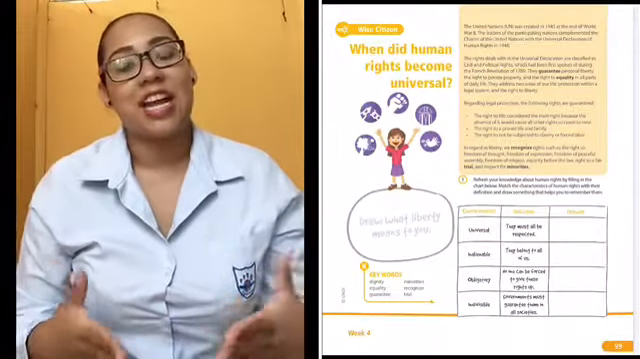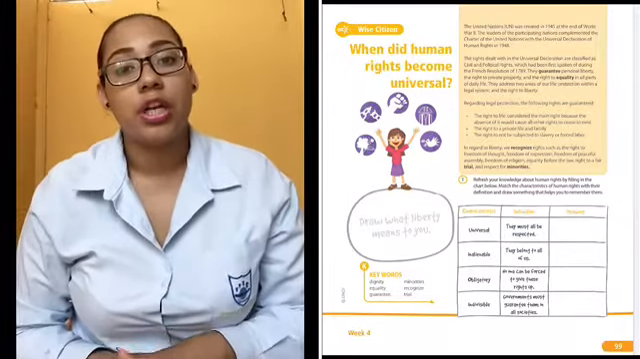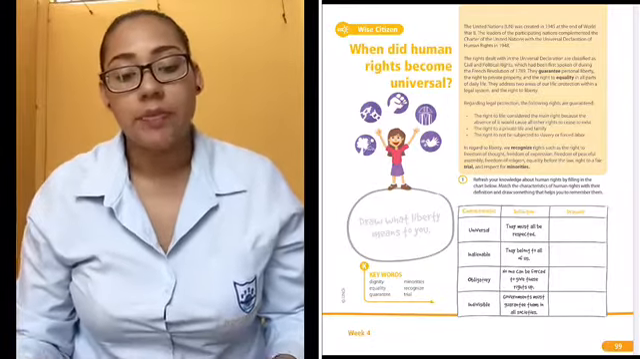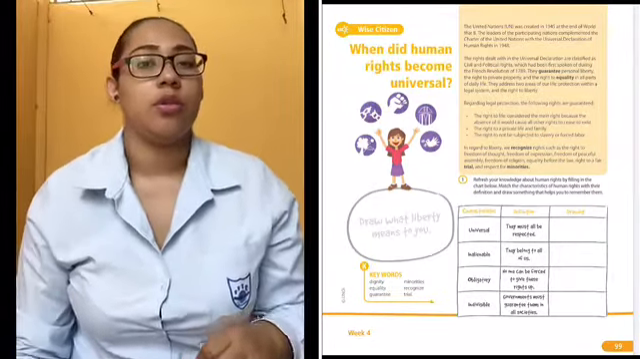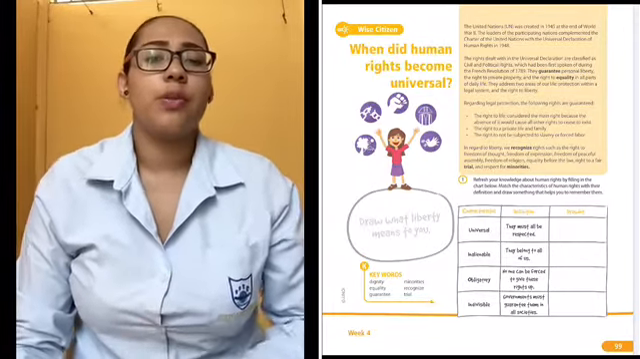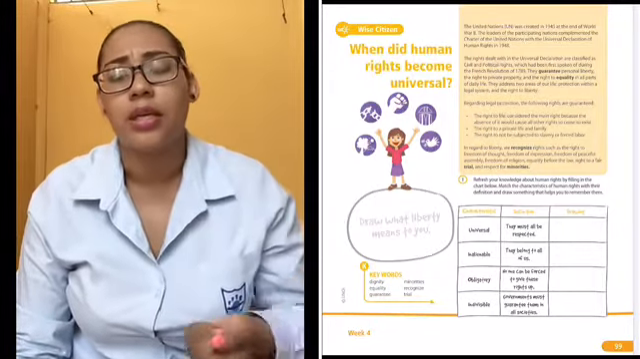Okay, now let's start with the big question, the essential question. It says, New Citizen, page 99. When did human rights become universal? Do you know when human rights became universal? Universal, what it means in general. Does someone know? Can someone help me?